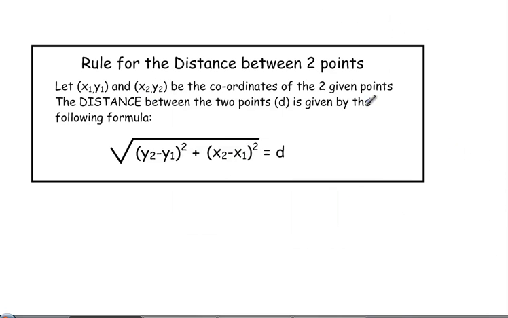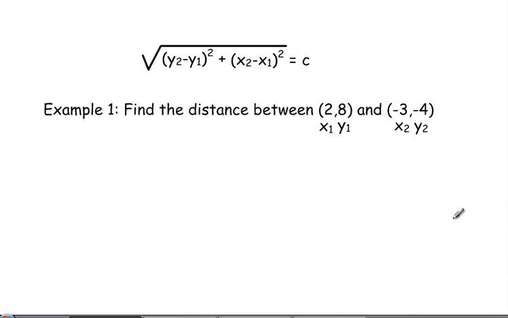So, here's the rule for the distance between 2 points. D, the distance, is equal to the square root of y2 minus y1, the quantity squared, plus x2 minus x1, the quantity squared. Okay, let's look at an example. We want to find the distance between (2, 8) and (-3, -4).